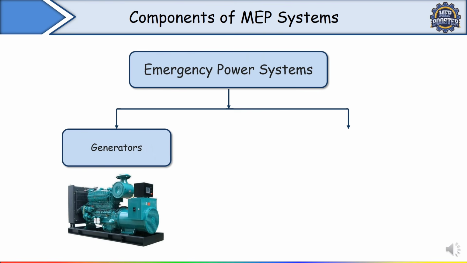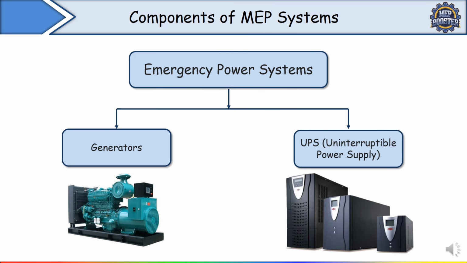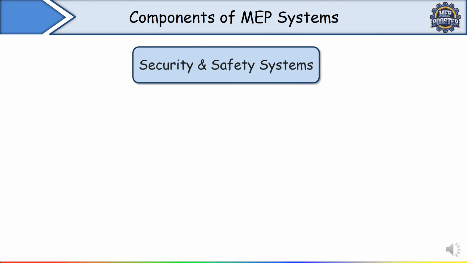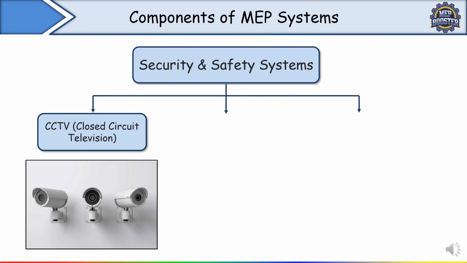Then the next one is emergency power systems, which includes generators and UPS, uninterruptible power supply systems, to ensure critical systems remain operational during a power outage. Then finally, you can see here the security and safety systems also. Security and safety systems in a building typically include CCTV, surveillance cameras placed strategically to monitor critical areas and record footage for security purposes.